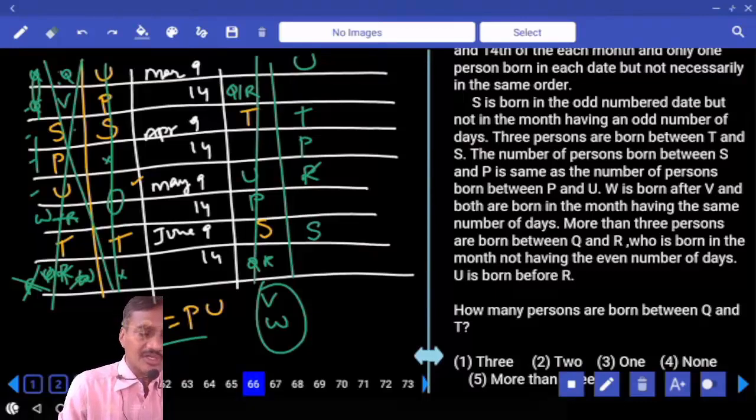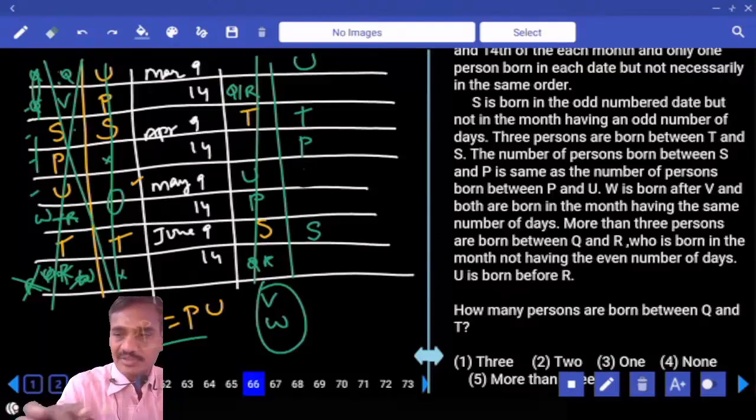Then coming back to the last one, now in this one, W is born before whom? And the number of persons between S and P, P and U is fine, and W is born after V, and both must be born in the same number. April is already filled, so there is no chance of April. So W and V must be in the months of March and May.